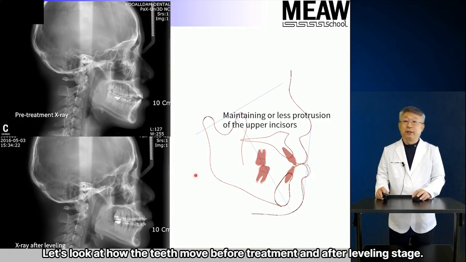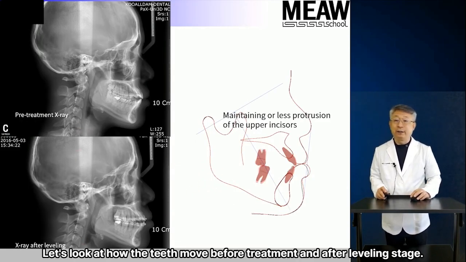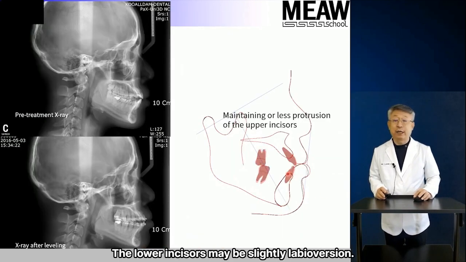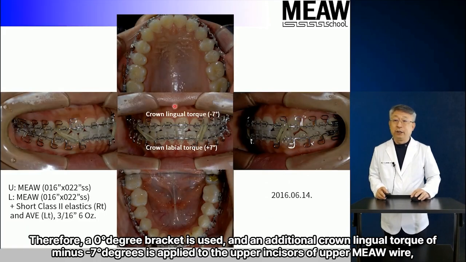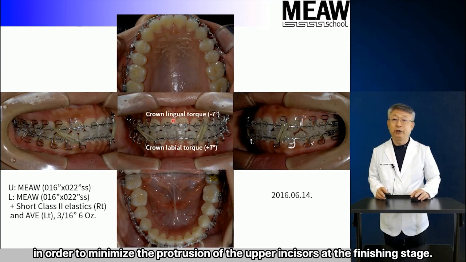Let's look at how the teeth move before treatment and after the leveling stage. The lower incisors may be slightly labioversion. The important thing is to keep the position of the upper incisors as much as possible as it is now. Therefore, a 0-degree bracket is used, and an additional crown lingual torque of -7 degrees is applied to the upper incisors of the upper Meo wire, in order to minimize the protrusion of the upper incisors at the finishing stage.